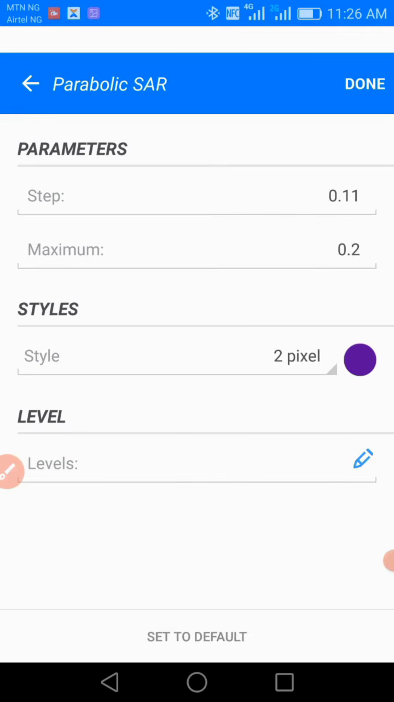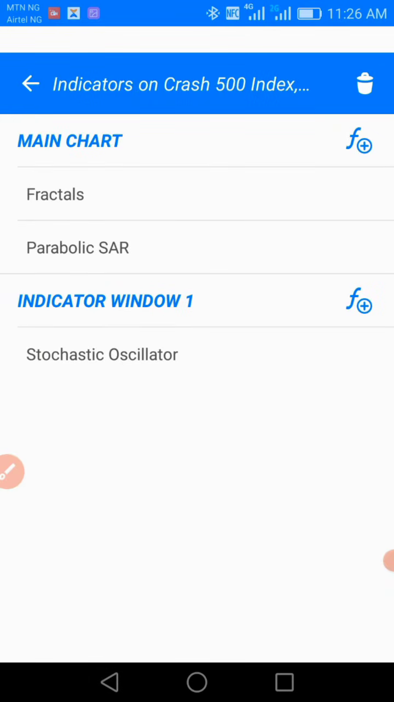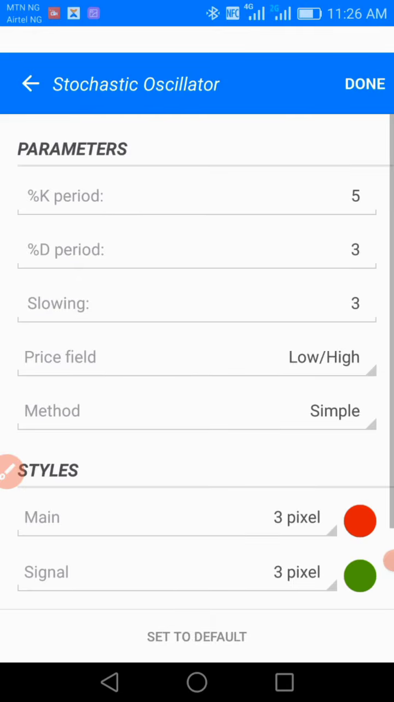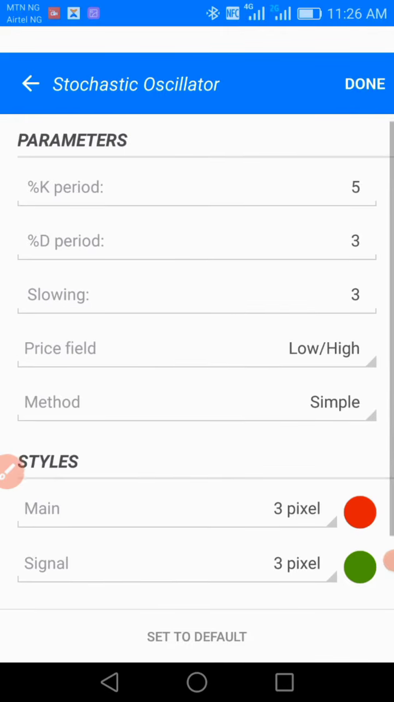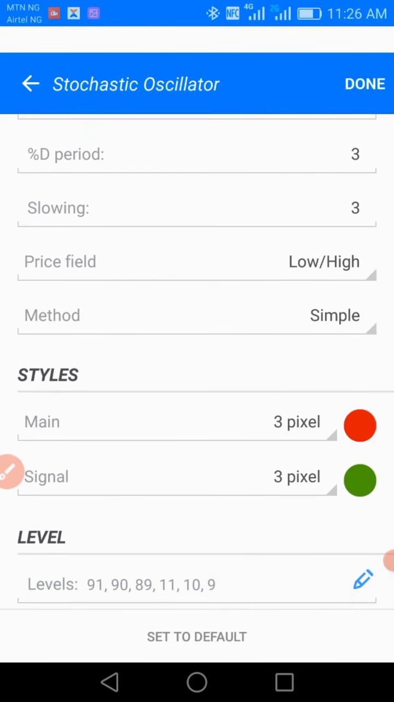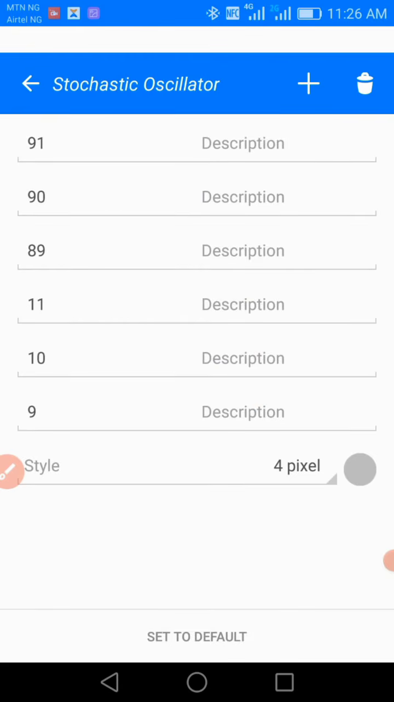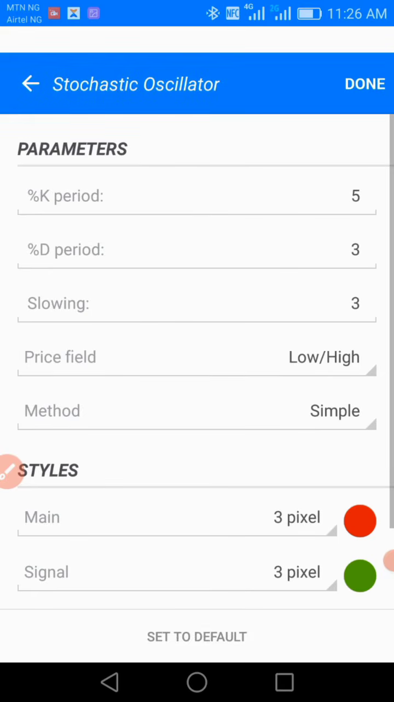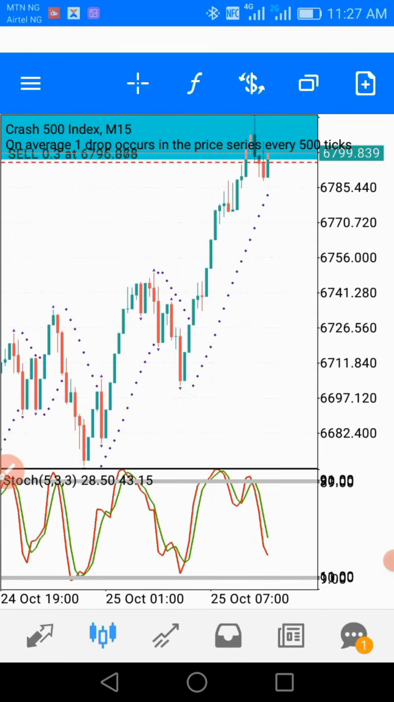And then I also have indicator window 1, and we have stochastic oscillators. You can take a screenshot of it because I don't want the video to be long, but you have to really note the levels. Okay, these are the levels: 91, 90, 89, 11, 10, 9. And then the style is 4 pixels, color is ash. Okay, now you click done.